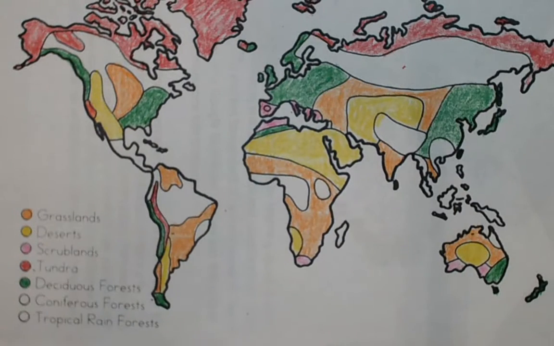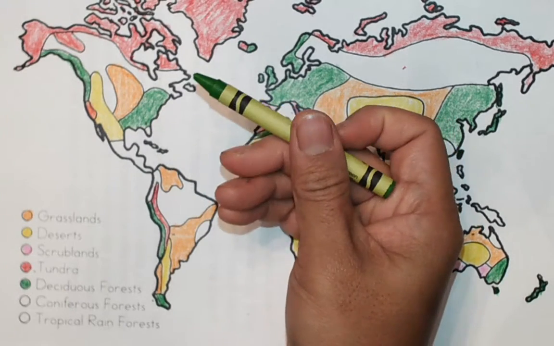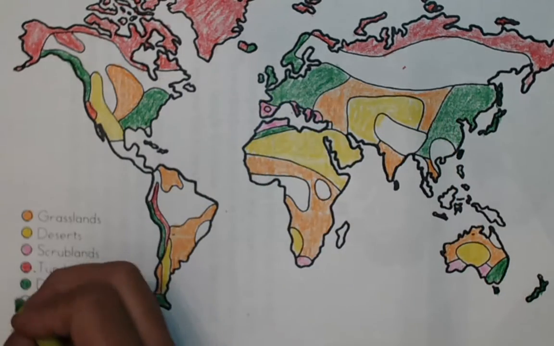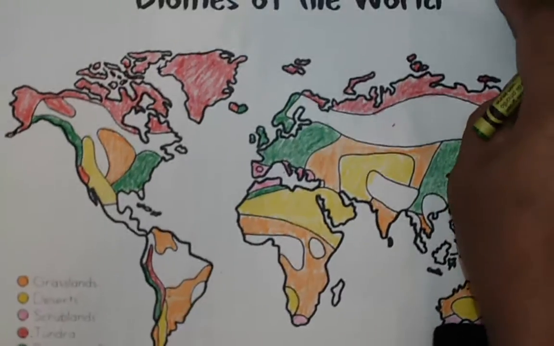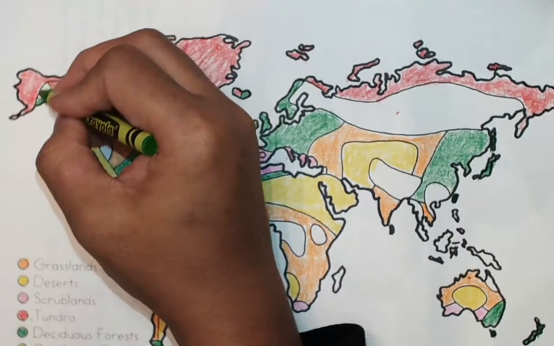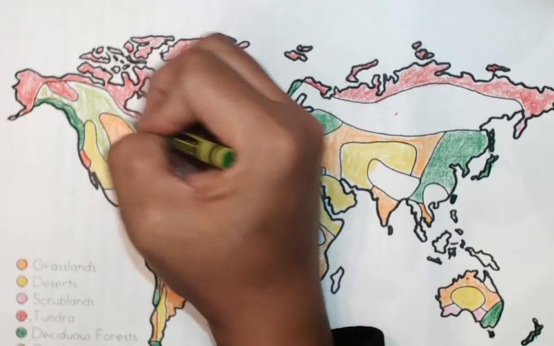Coniferous. We're going to need the light green crayon. So let's grab the light green crayon. And remember, coniferous is a forest with the trees that don't ever change color. So kind of like a Christmas tree. So the coniferous forests are this whole area in North America. It's a lot.